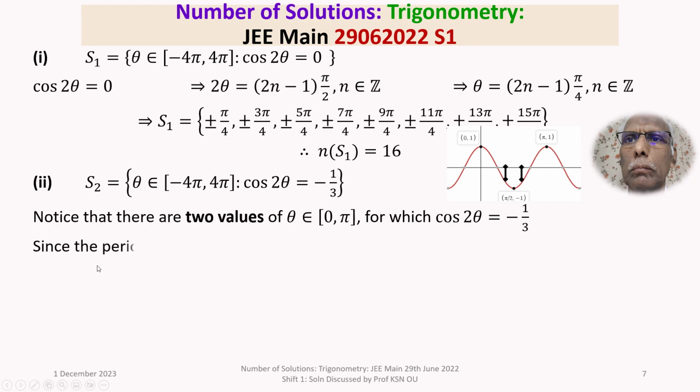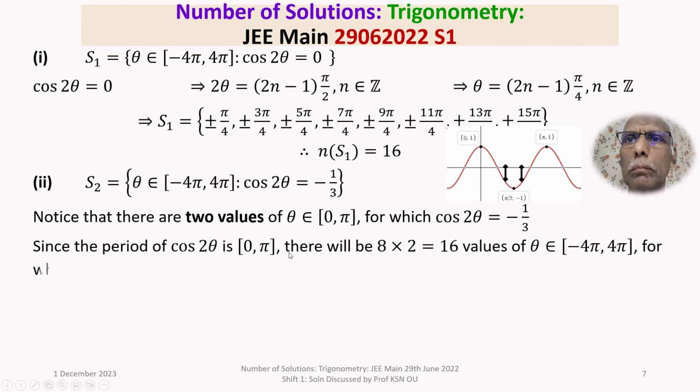Since the period of cos 2 theta is pi, there will be 8 arches in all: 4 to the right, 4 to the left, and in each there are 2 values, so 8 into 2. So that is 16 values of theta that belong to minus 4 pi to plus 4 pi, for which the equation cos 2 theta is equal to minus 1 by 3 is satisfied. So n of S2 will be 16.